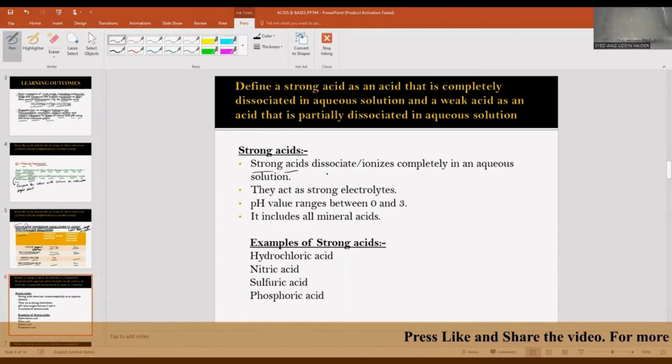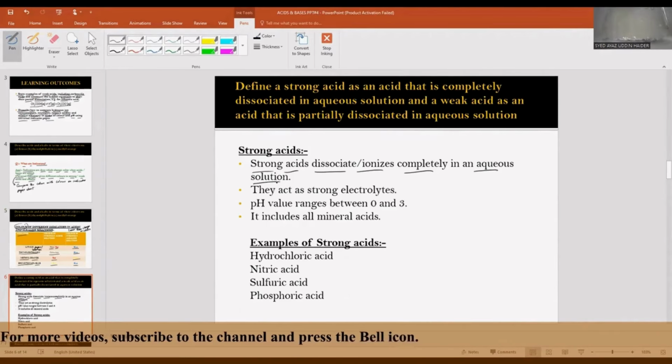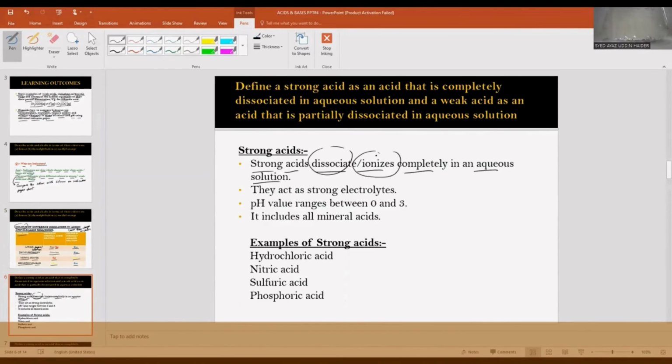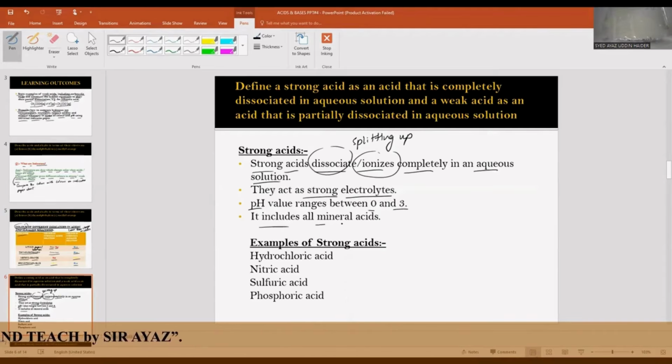Strong acids dissociate or ionize completely in an aqueous solution. Now, what do you mean by dissociation or ionization? Dissociate or ionize means splitting up. So acids split up or break up in an aqueous solution completely. We are talking about strong acids. Now, these strong acids act as strong electrolytes. Their pH value ranges between 0 and 3. It includes all mineral acids.